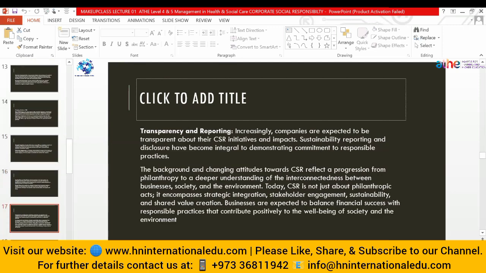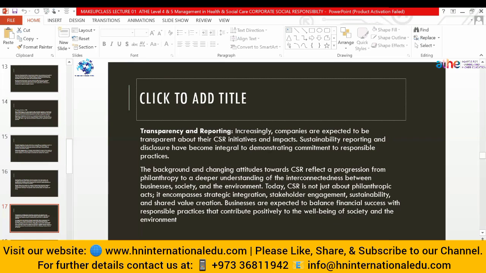Transparency and reporting. Increasingly, companies are expected to be transparent about their CSR initiatives. They should be quite loyal, they should be open, there should be no ambiguity left behind. Sustainability reporting and disclosure have become integral to demonstrating commitment to responsible practices. That is, due to the reporting on how sustainable things and products are, and whether they are correct or not, it is causing a problem at the same time.